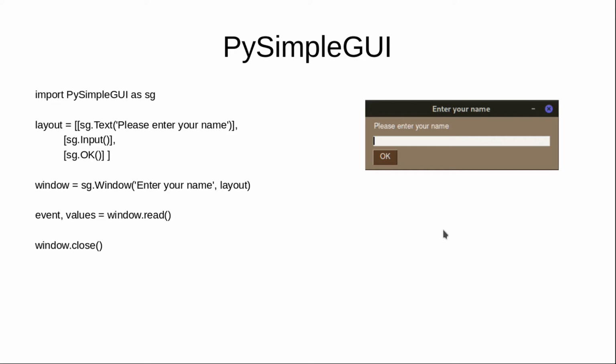But how is this layout constructed? Simple. The window that will appear is shown on the screen, and the layout is a list of lists. So, a list constructs a row in the window. The text label appears first, then the input, then the button. Simple, right? With those 5 lines of code, we constructed a fully functional GUI.